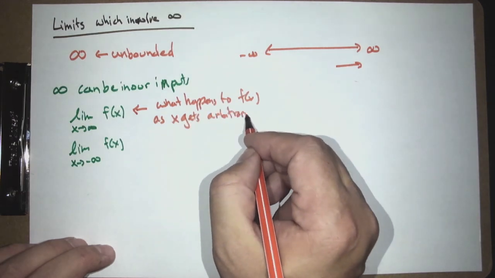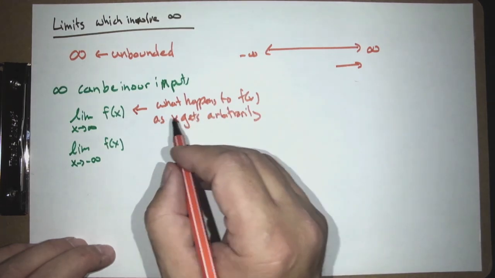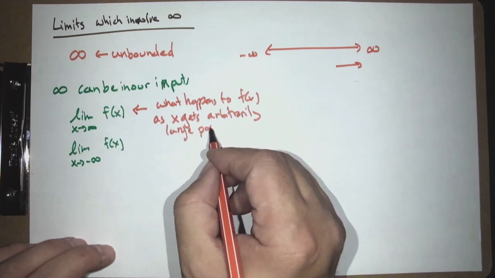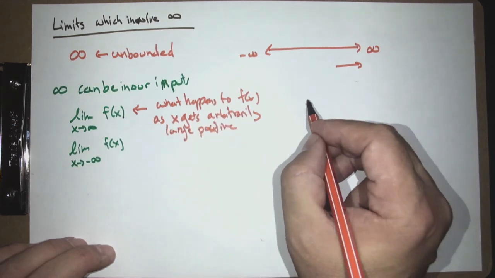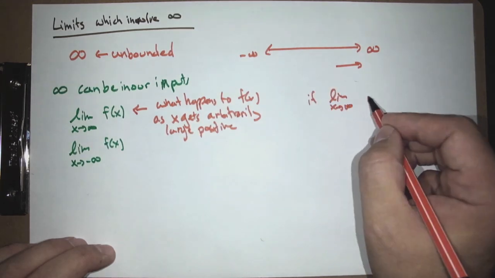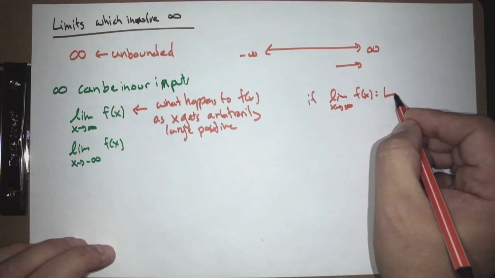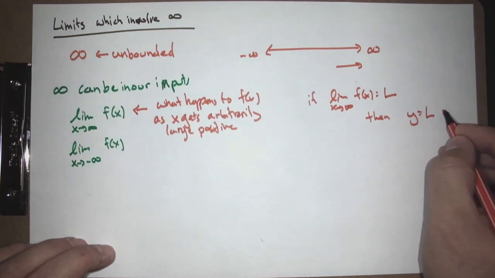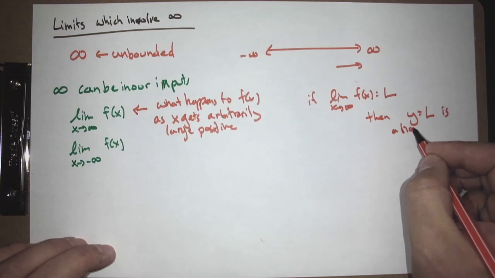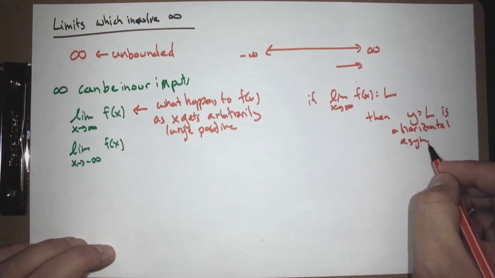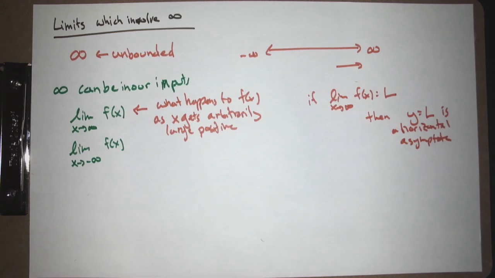Now, it might not converge. Not all limits do converge. But if it does, then we give this a special name. So if the limit as x goes to positive infinity of f of x is some value L, then y equals L is a horizontal asymptote. So asymptote means we're approaching it.